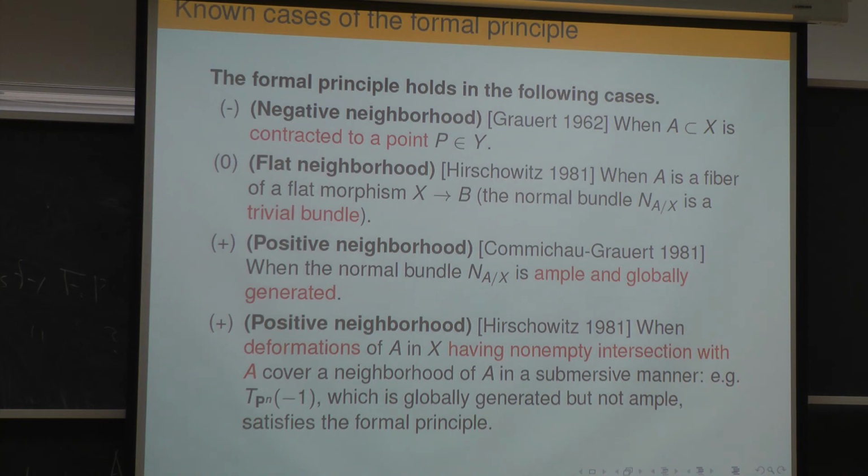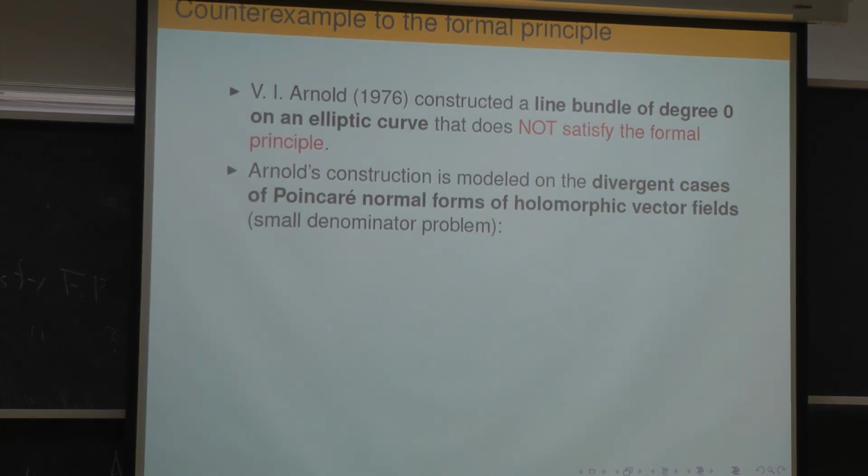So it's a very nonlinear problem. And then there's a counterexample. Arnold discovered a line bundle of degree 0 on an elliptic curve, which does not satisfy the formal principle. And this construction is modeled on the divergence of the Poincare normal form for holomorphic vector fields, a problem in celestial mechanics. So this is the small denominator problem.